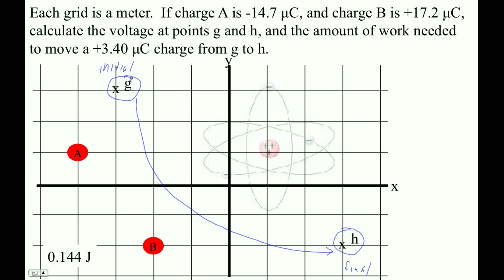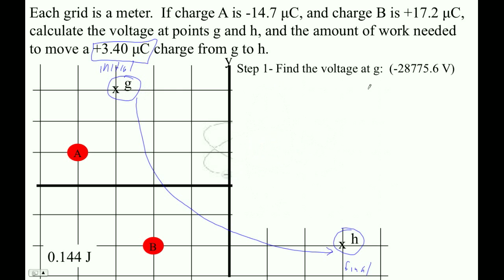And what we're going to do is find the voltage here and the voltage there. We're going to go final minus initial, and then multiply by the moved charge. Okay, we're going to move that plus 3.4 microcoulombs charge from here to there. So our first step is finding the voltage at G, which we think is that, right?